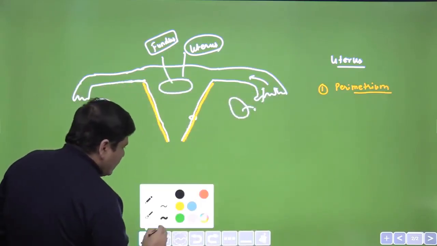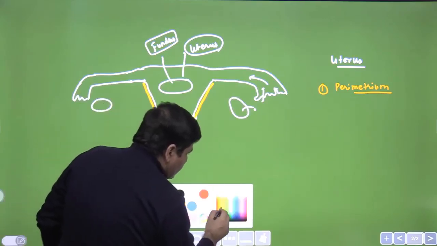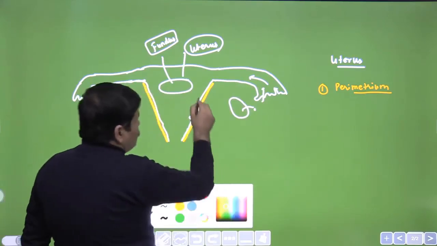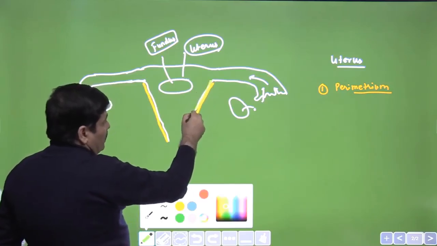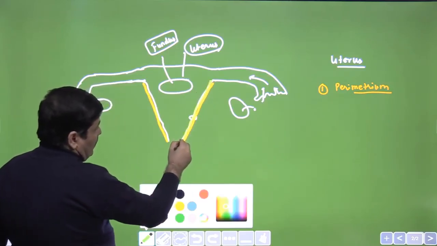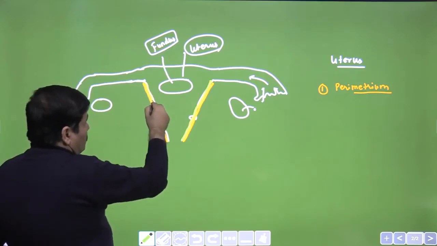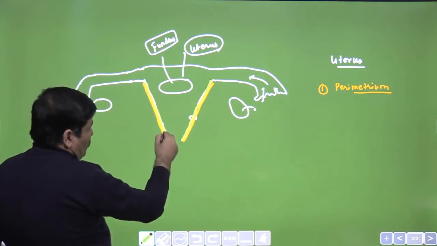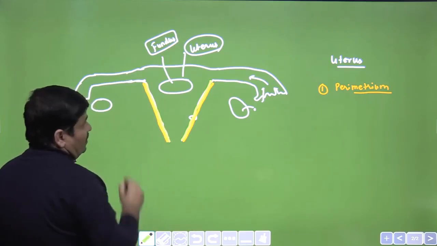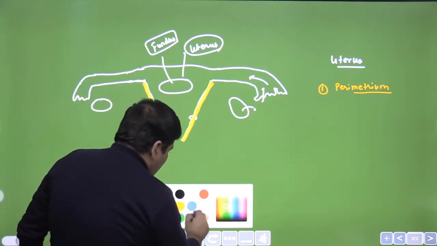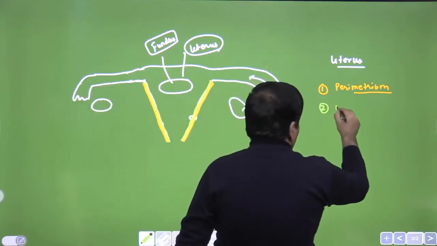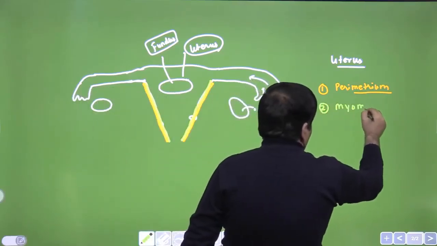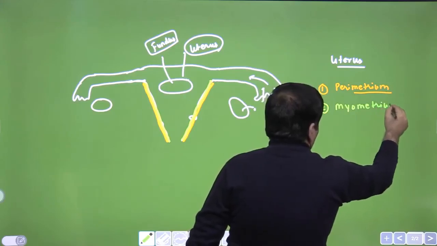Inside it, there is a layer of smooth muscle. So this would be the smooth muscle layer. Let us draw the second layer of the wall of the uterus. This would be what is called the myometrium. So that means inner to the perimetrium would be the myometrium. I told you that this myometrium would be made up of smooth muscles.